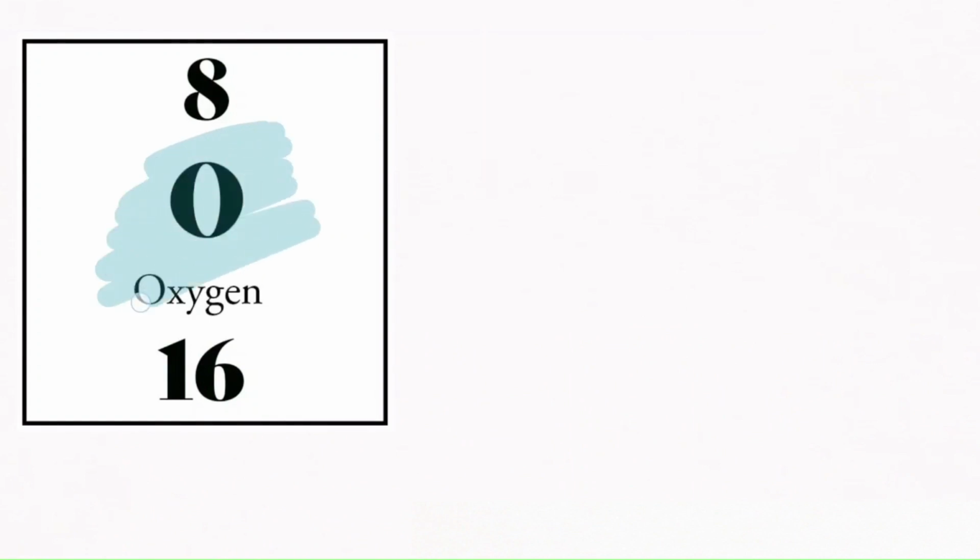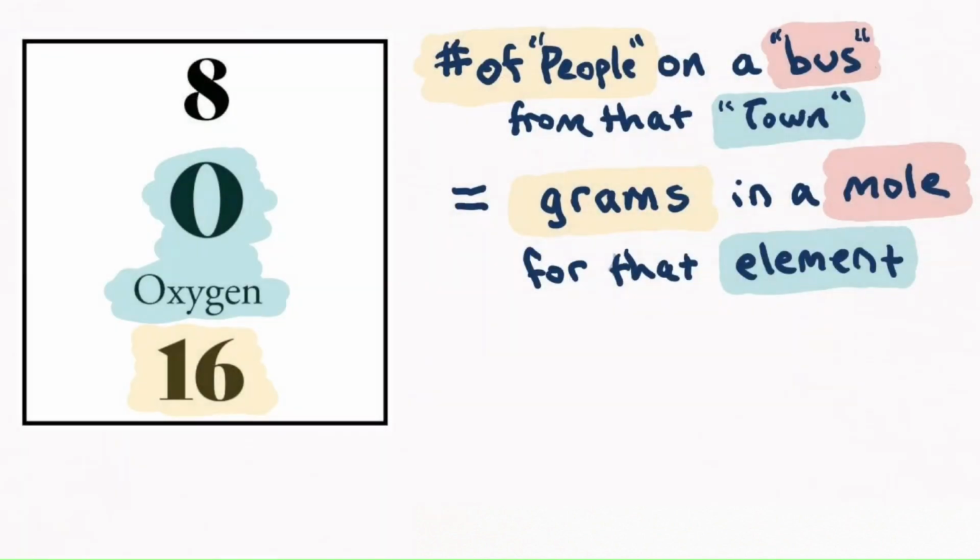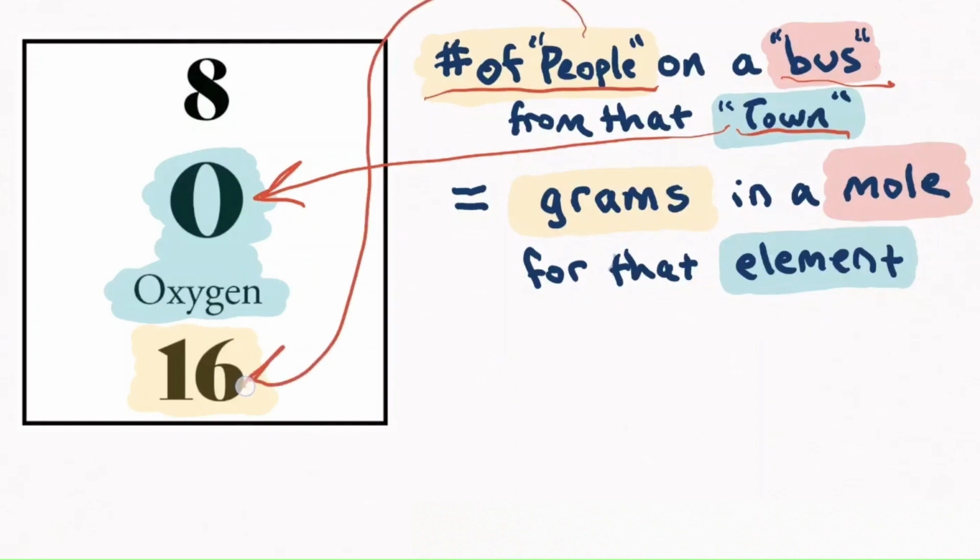Here's a good example of it. So here's oxygen. This is the element, right? And here is the number of people in a bus, or the number of grams in a mole. Grams in a mole. So that's 16 for oxygen, right? So the number of people on a bus from that town, and see this is color-coded. The town is the element. The number of people is the atomic mass. And the bus is a mole. 1 bus is 1 mole.